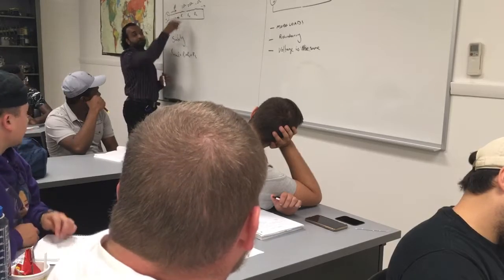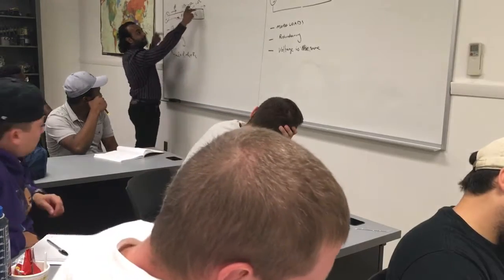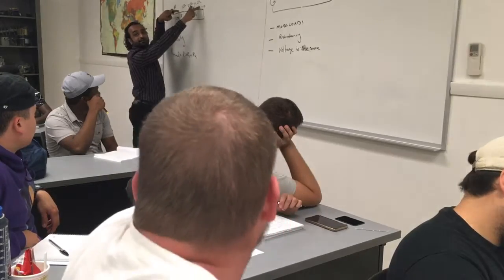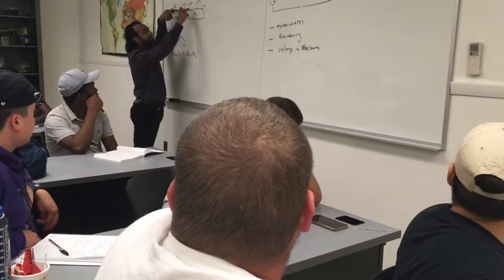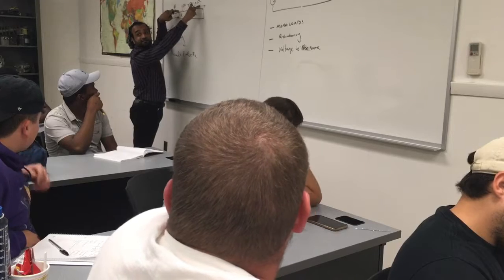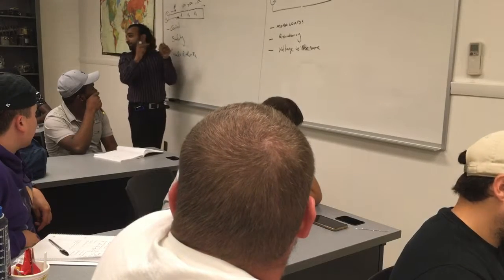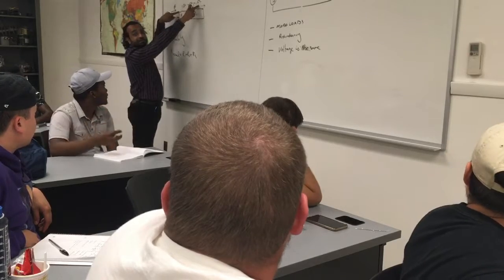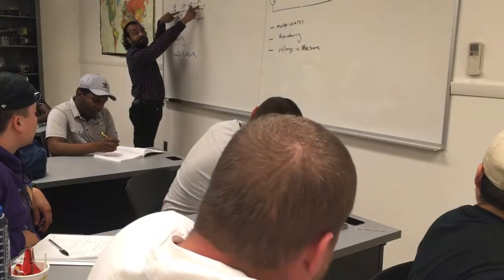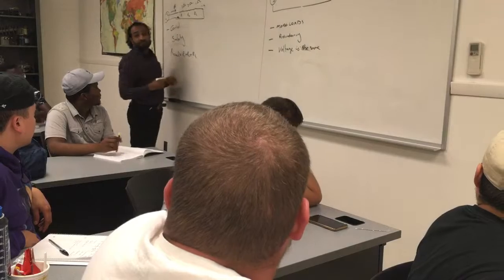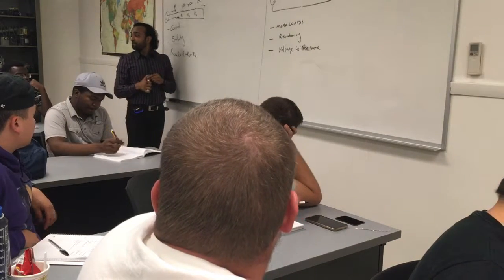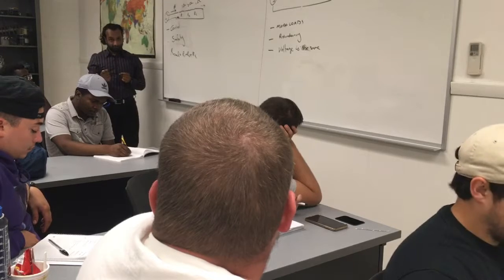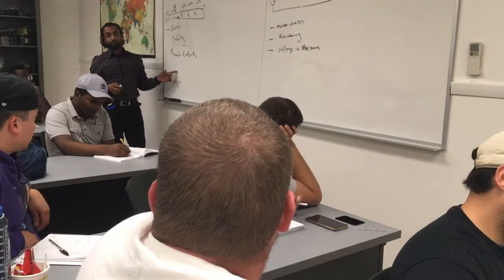If this one is burnt, and I put the ohmmeter here, what would I get? 0. There's no resistance, it's an incomplete circuit. So this is how you know: if one of the components in the series is burned out, the reading is going to be 0, no continuity. Good?